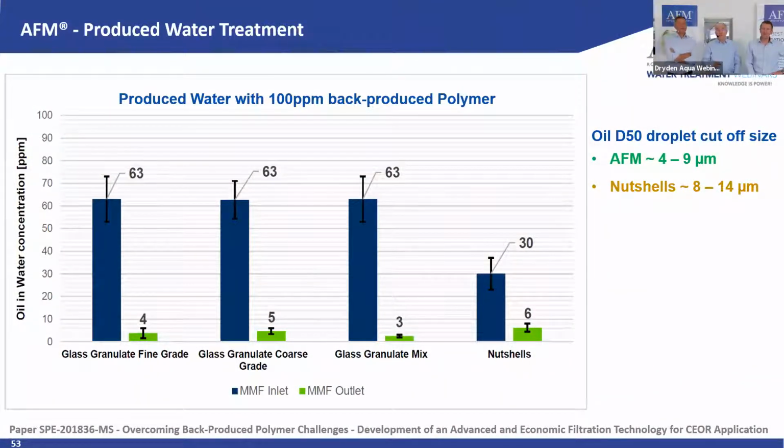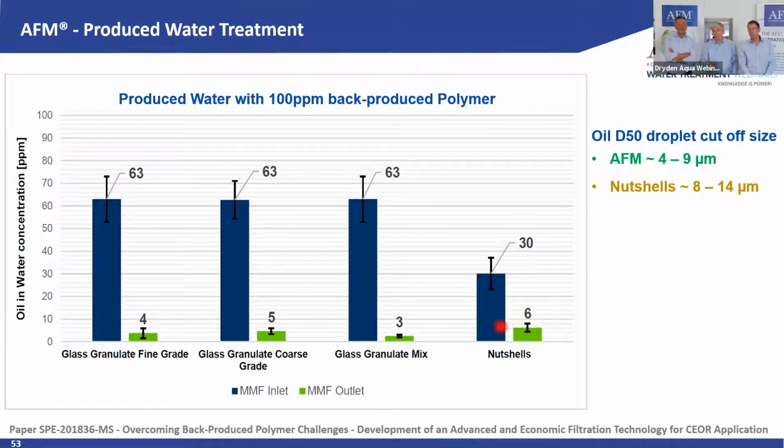So the next one here, we are testing, or they have tested, the AFM versus some back-produced polymer included in the produced water, in the produced oil water mixture. So here you can already see that the performance with nutshells is starting to drop. Only at 30 ppm of oil inlet, and with some 100 ppm of back-produced polymer, they can only achieve 6 ppm.